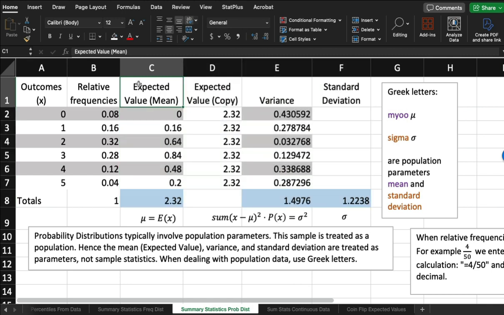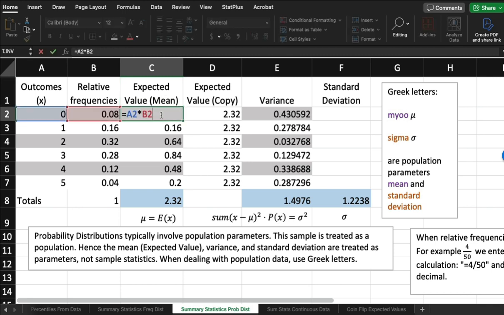So column C heading is expected value or mean. The first thing we do is go into cell C2 and type equals A2 times B2. So that's just your value of X times its probability, okay? X times the probability of that happening. So equals A2 times B2. Hit enter, and then you can use your anchor and fill that formula all the way down.